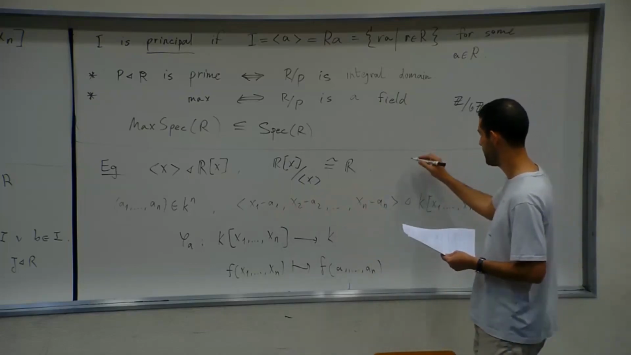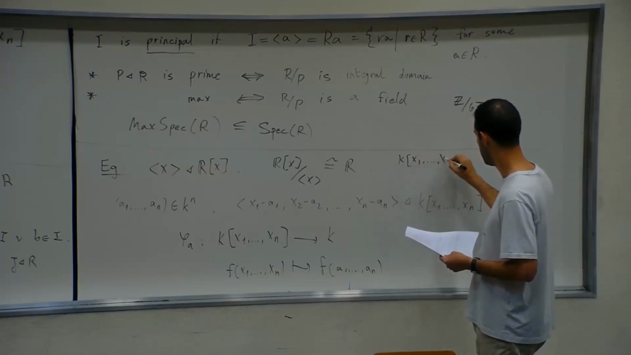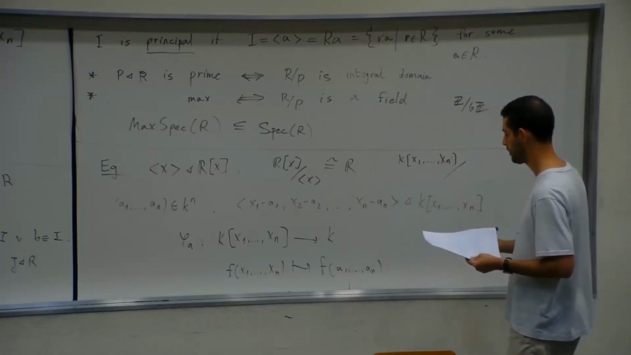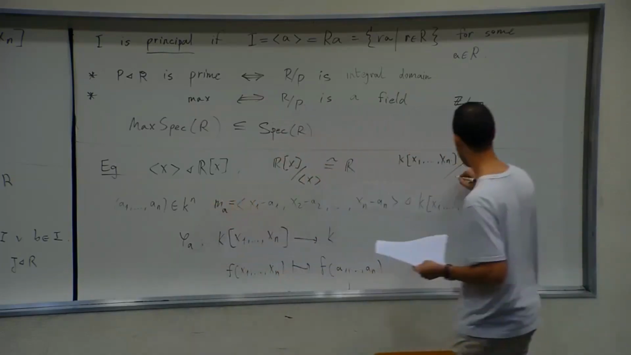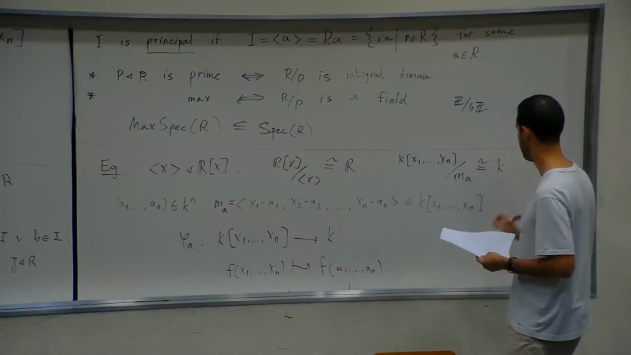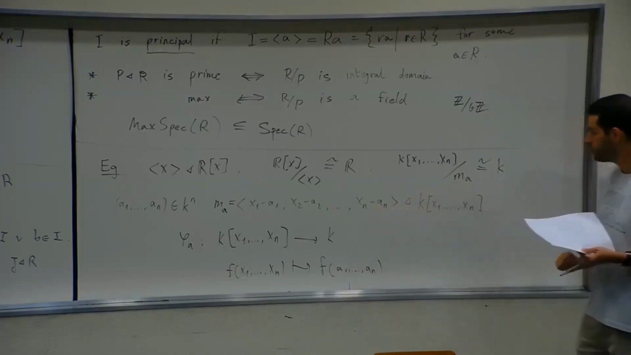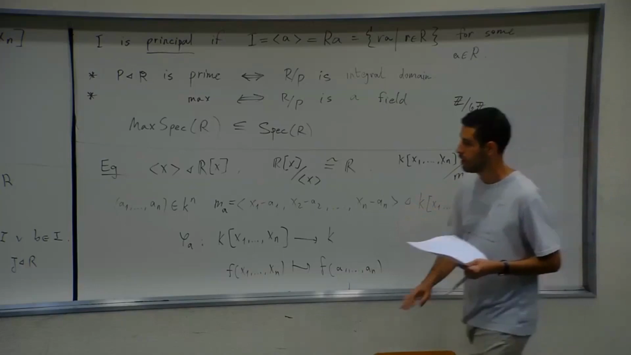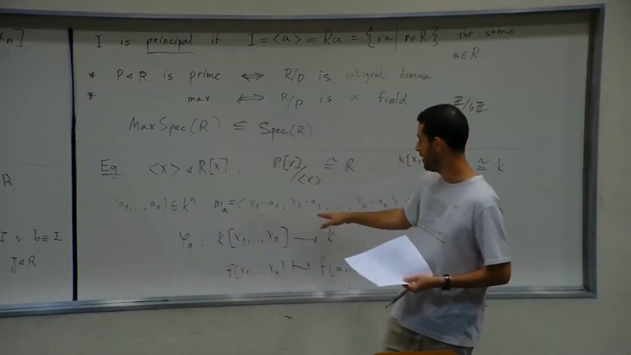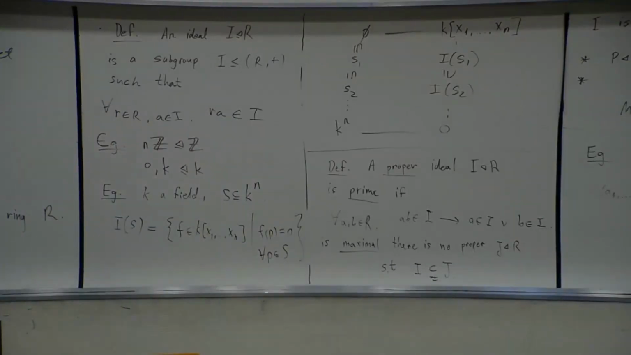So again, what we get is that the quotient modulo M_a is isomorphic to k. Again a field, so M_a is maximal. And so we can ask, is every maximal ideal of this form? In general, no.